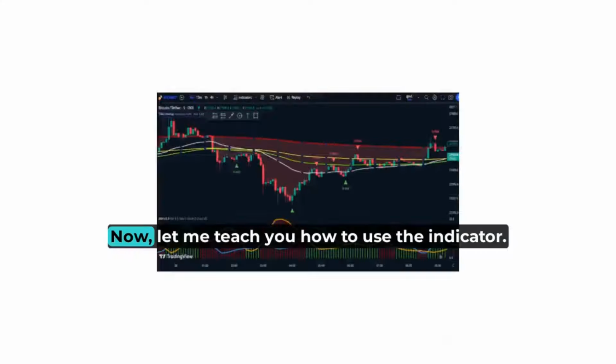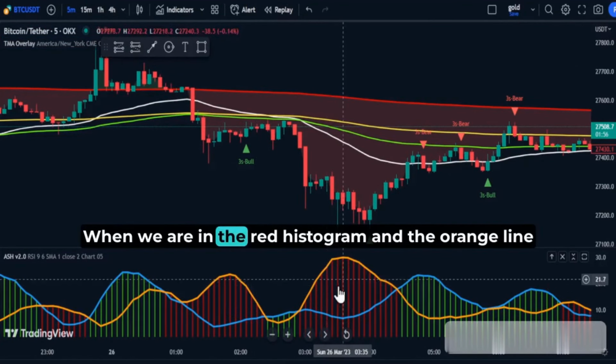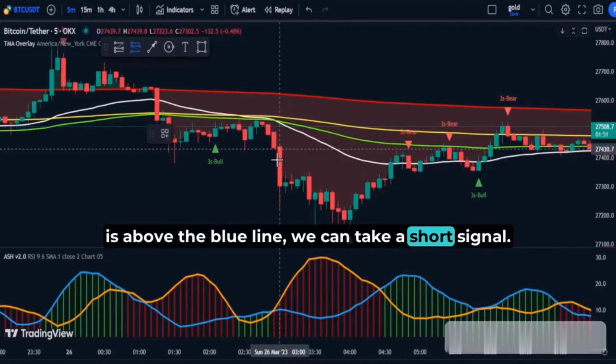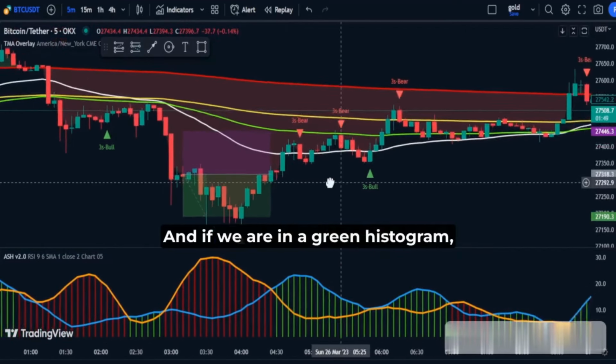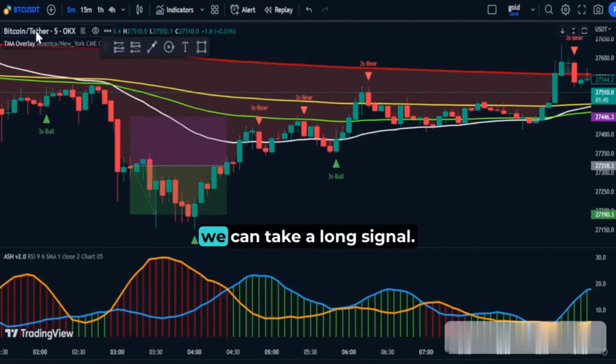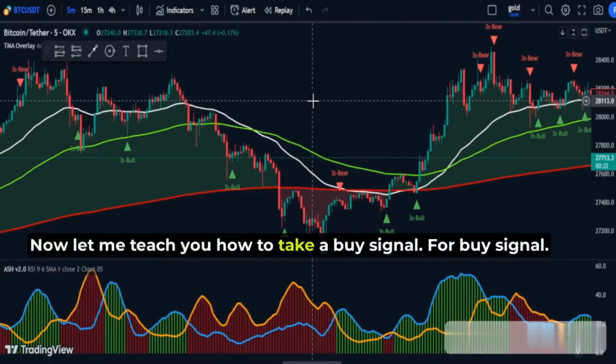Now we click OK. Now let me teach you how to use the indicator. When we are in the red histogram and the orange line is above the blue line, we can take a short signal. And if we are in a green histogram, and the blue line is above the orange line, we can take a long signal.